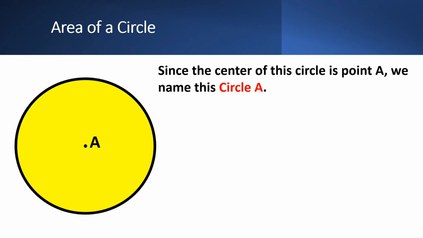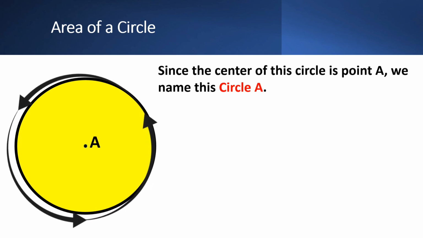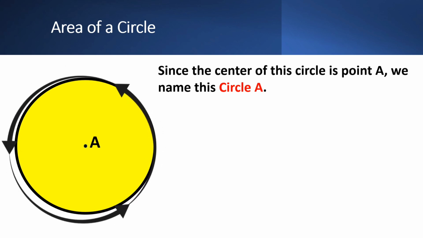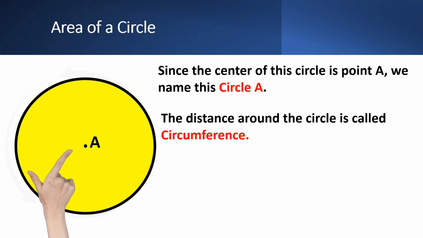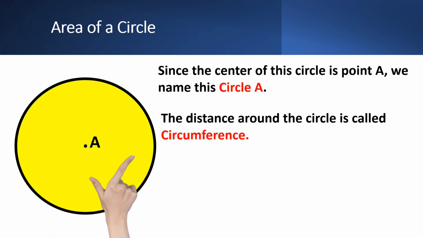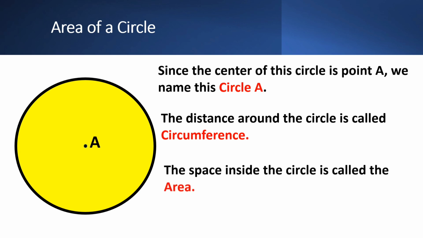While ito namang line, curved line, na pumapaikot sa circle is called circumference. So it is the distance around the circle. While itong sa loob, itong yellow part, is called its area, or the area of the circle. So ito yung kukunin natin ang value. So ito yung isosolve natin, the area of a circle.